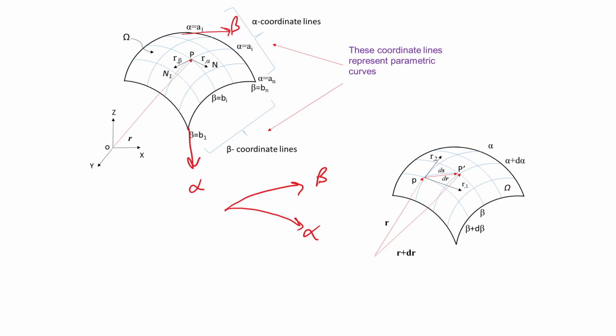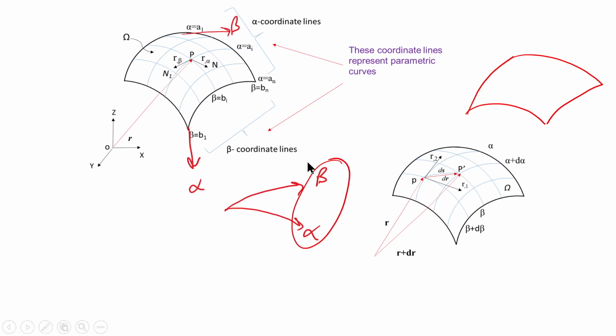Now, let us come to defining a shell element which has curvatures in both the directions, and alpha and beta are curvilinear parameters. These are the curvilinear parameters.